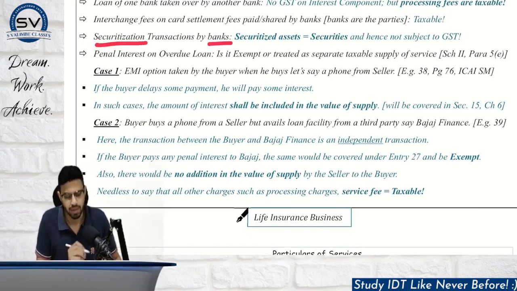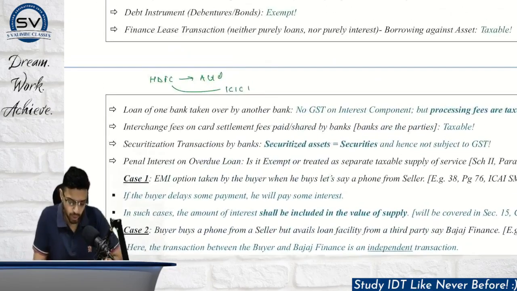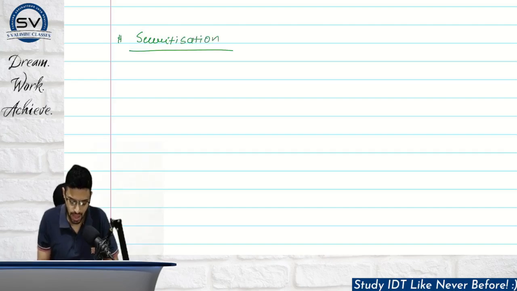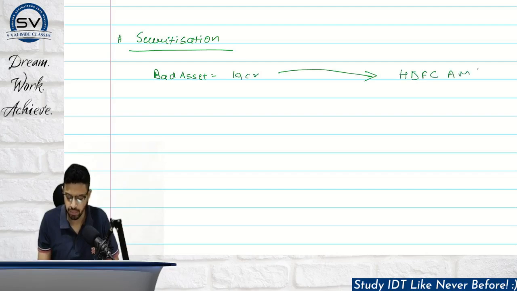Securitization transaction by banks. Now I know you might not be knowing this concept properly, so let's understand what happens in securitization. We will explain in very layman's language. It's not important to understand in detail, not a part of our course. Securitization basically happens is that, let's say, a bad asset of, let's say, 10 crore is taken by HDFC Reconstruction Company, HDFC AMC, okay?